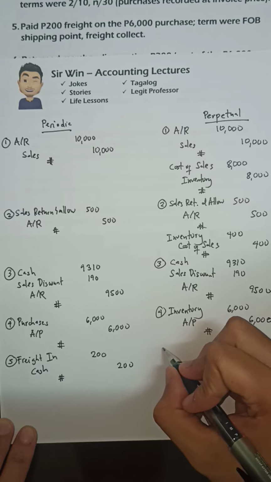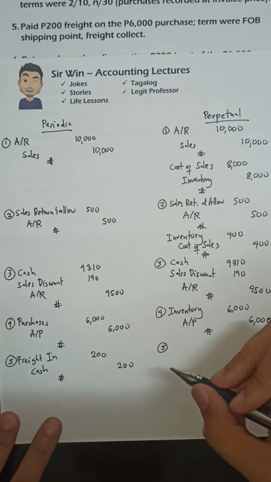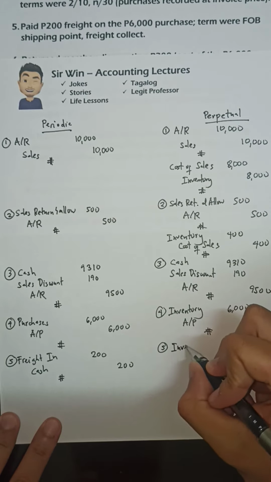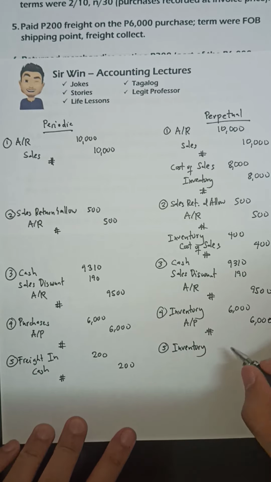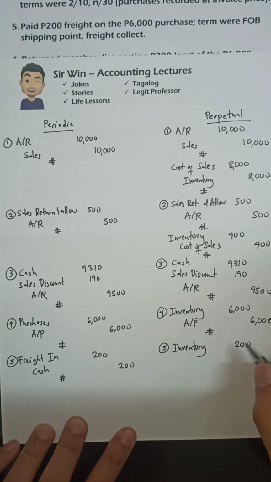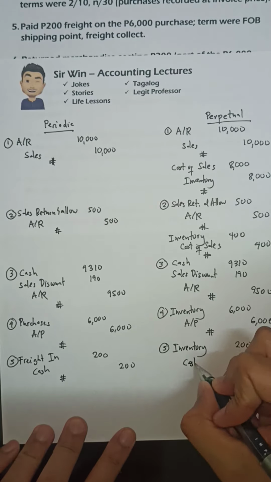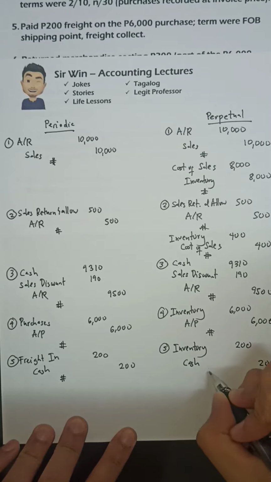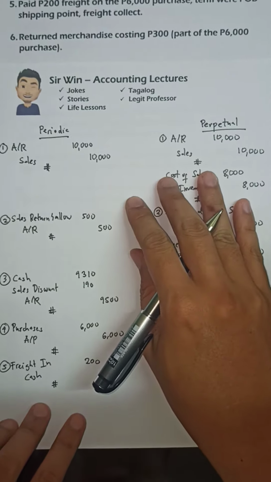Pagdating naman dito sa perpetual method, hindi din siya nagme-maintain ng account title na freight in, but rather diretso po na inventory account. Since freight in is inventoriable cost. Okay, meaning part talaga siya ng cost ng purchase. Okay, so debit inventory for 200 and we credit cash for 200. So that will be our answer. Okay? Next, we move on with transaction number 6.